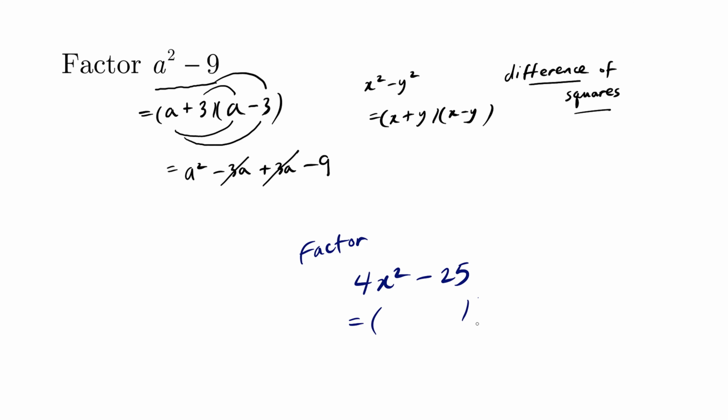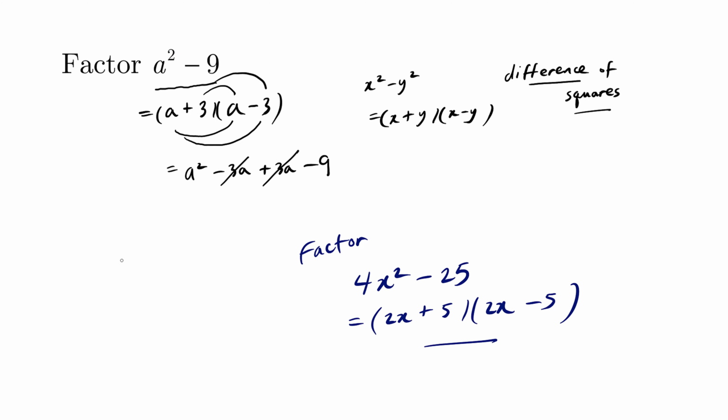Do you recognize that you can square root the first term? What times what is 4x squared? 2x times 2x is 4x squared. And can you take the square root of 25? Indeed, you write plus minus 5 and 5.